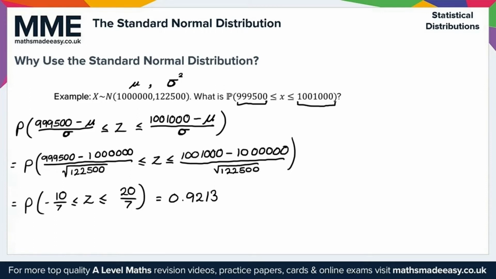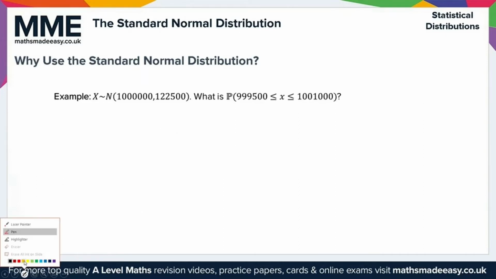Now another reason to use the standard normal distribution is that you will be provided with a table of key values for it, and we call these the percentage points table. And the percentage points table is most useful for finding z values from probabilities. So let's clear everything we've got so far, and let's consider another example here. And let's do this in another pen colour just to make it clear.